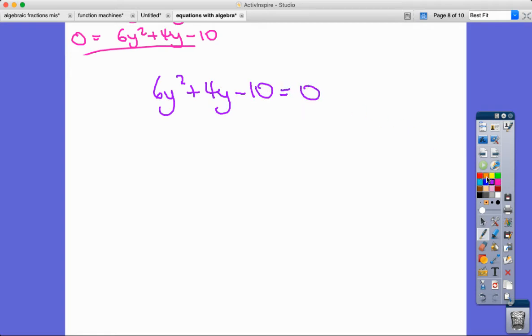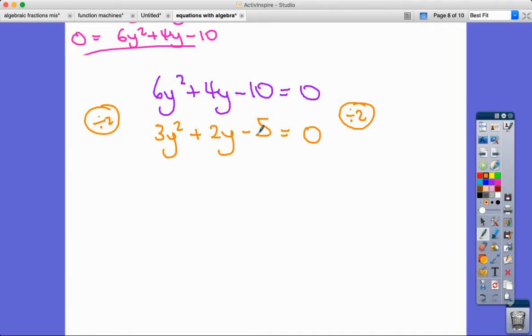Now I'm going to introduce you to a little hack at this point. I've got a common factor here of 2, and if I divide everything by 2, it's still going to be equal to 0, because obviously 0 divided by 2 is still 0. So I can actually do that. I'm well within my rights to divide everything by 2 and make life a bit easier for myself when it comes to factorizing. So I've got this, okay?